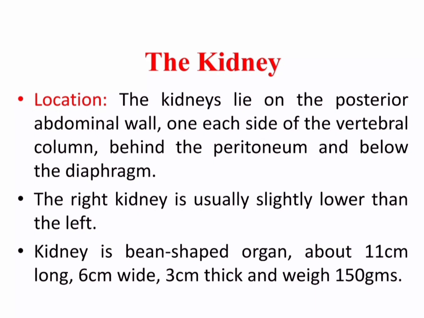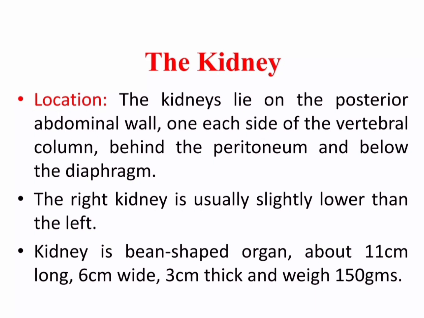So first we'll see the kidneys. The location of the kidney. The kidneys lie on the posterior abdominal wall, backside. There are two, one on each side of the vertebral column, behind the peritoneum, below the diaphragm. The right kidney is slightly lower than the left. The kidneys are bean-shaped organs, about 11 centimeters long, 6 centimeters wide, 3 centimeters thick, and they weigh about 150 grams.